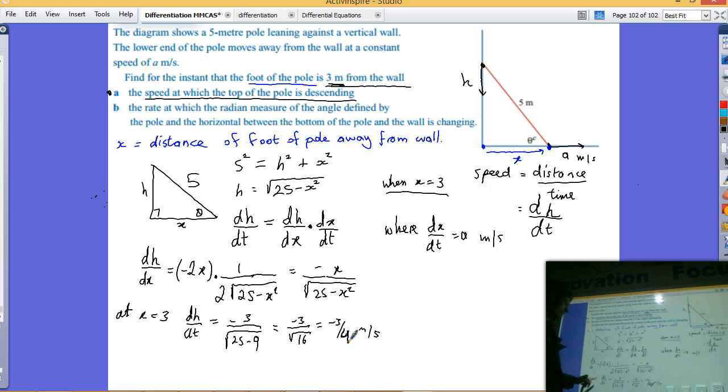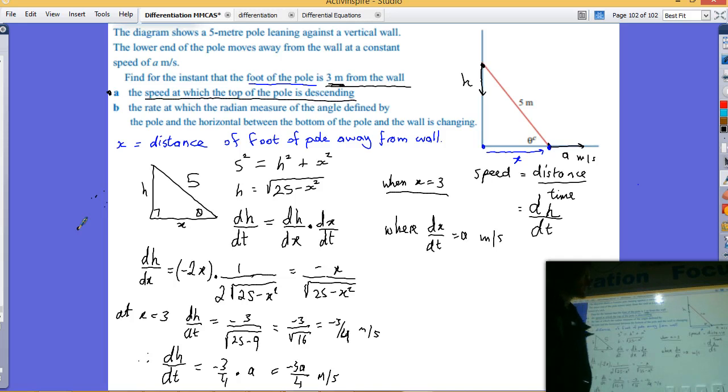Alright, now I'm going to use this rate of dH dx at x equals 3 meters away from the wall, and we're going to work out what is now the rate of descension of the pole as it falls down. So therefore dH dt is dH dx, which is negative 3 on 4, multiplied by dx dt, which is just a. Negative 3a on 4 meters per second. Okay?